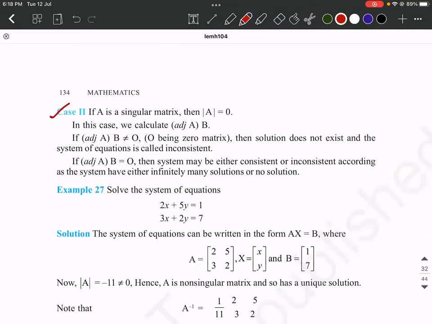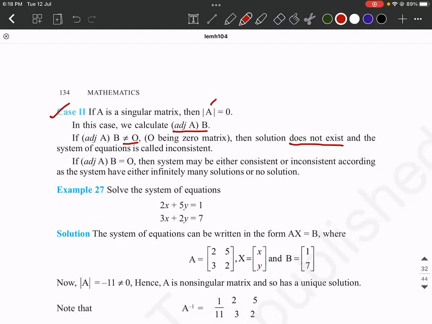So case 2 is, suppose A is a singular matrix. If it is a singular matrix, what will happen? The determinant of A is 0. So in this case, if we calculate adjoint of A into B, and adjoint of A into B is not equal to a 0 matrix, then the solution does not exist and the system of linear equations is said to be inconsistent. So in matrix language, if adjoint of A into B is not equal to a 0 matrix, then the system of linear equations is inconsistent, meaning it does not have a solution.